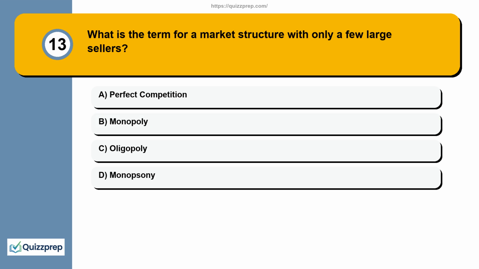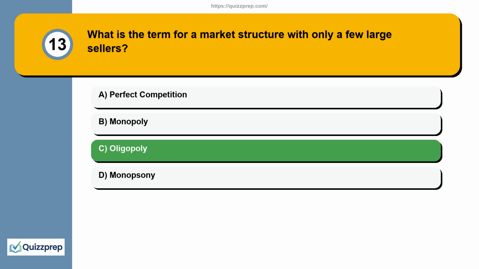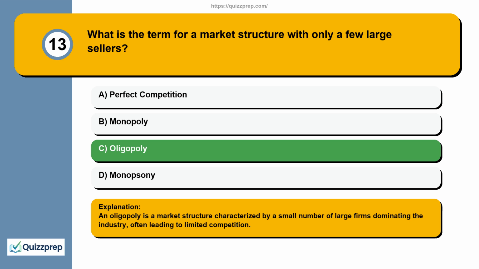Question 13. What is the term for a market structure with only a few large sellers? Here are your options. Option A. Perfect competition. Option B. Monopoly. Option C. Oligopoly. Option D. Monopsony. The correct answer is option C. Oligopoly. Explanation. An oligopoly is a market structure characterized by a small number of large firms dominating the industry, often leading to limited competition.